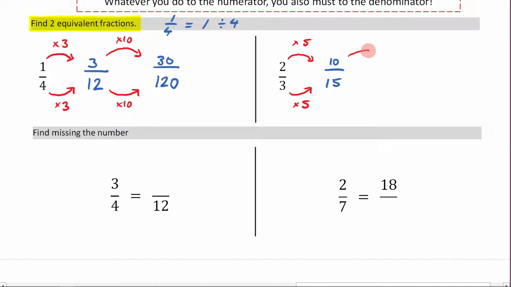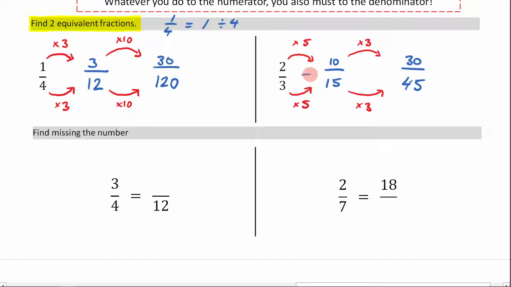Then I need to think of another one. What do you want to times it by now? Let's times it by 3. You could have times it by anything, but I've chosen 3. So if I times it by 3, I'm going to go 3 times 10 is 30, and then 15 times 3 is going to be 45. So all of these should be 2 on 3, and they are. All of these are equivalent fractions.